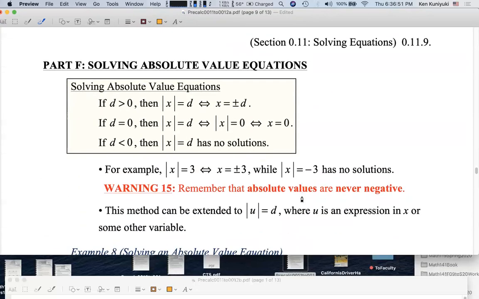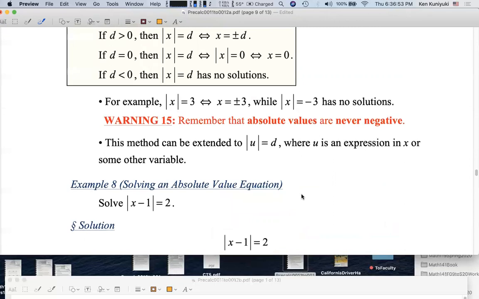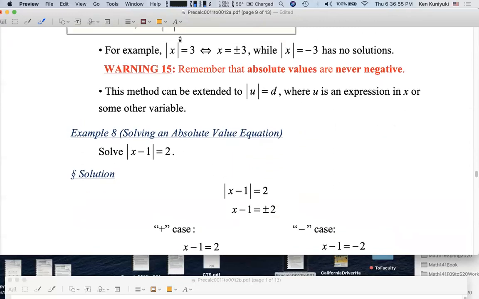In absolute value equations, well, depends on the situation. If the absolute value of x is 3, what are the only two numbers whose absolute value is 3? Plus or minus 3. What are the real values whose absolute value is negative 3? Well, hold on. Absolute values are never negative. The solution set here is the empty set for this over here.